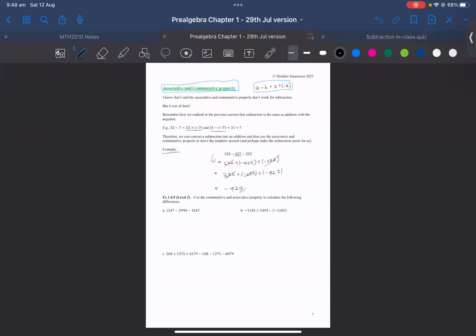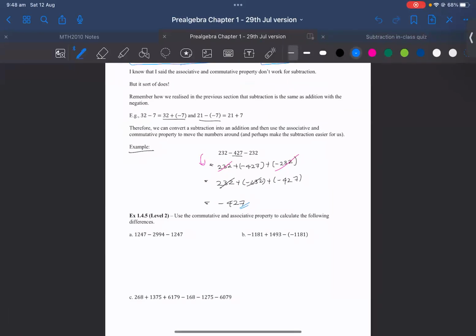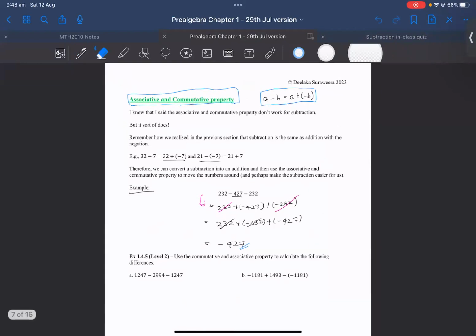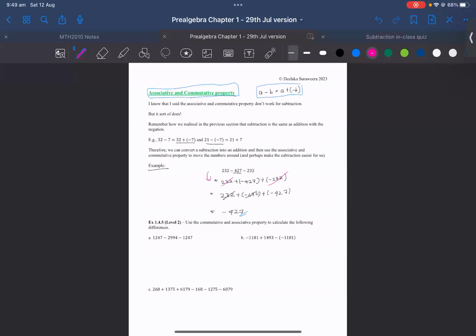Okay, so now we'll get to the commutative property, associative property, subtraction. So I know we did a couple of these questions in the quiz, but I didn't explain how to do them before. Now we're going to go through them properly in the work.